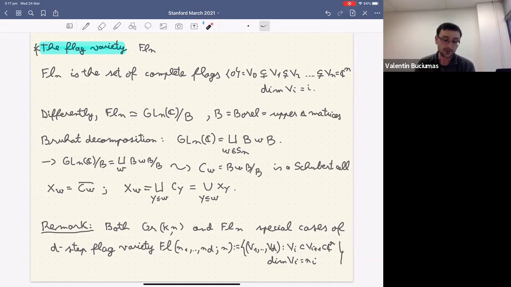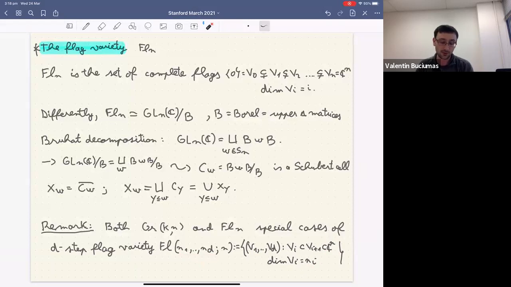Okay, so now just as a remark, both the Grassmannian and the flag variety are special cases of a more general object, which is called the d-step flag variety. So this is just, you again take flags, but now they're not necessarily complete. So they're sets of vector spaces V1 up to Vd, and then Vi has to be a subset of Vi+1. Everything has to be inside C^n. And the dimension of Vi will be ni, which determines the d-step flag variety.